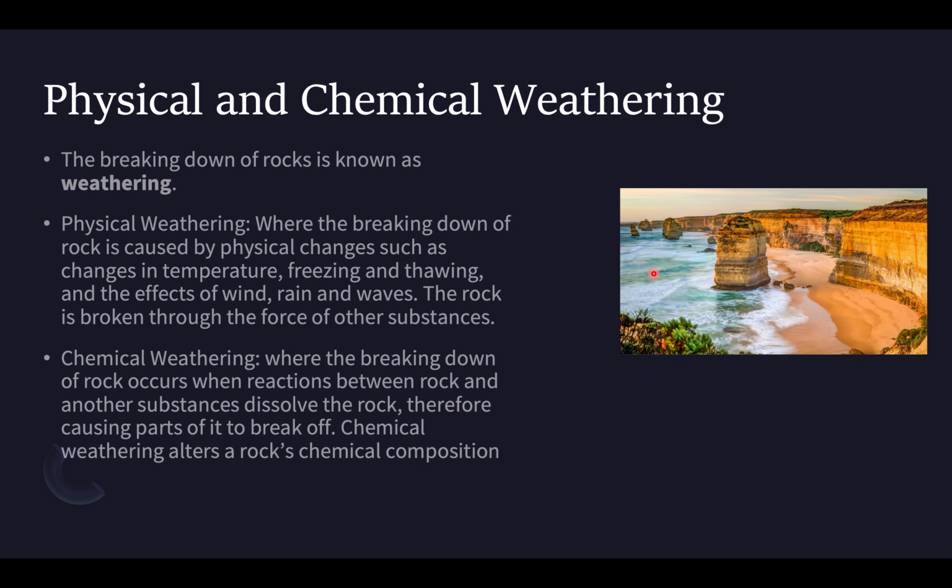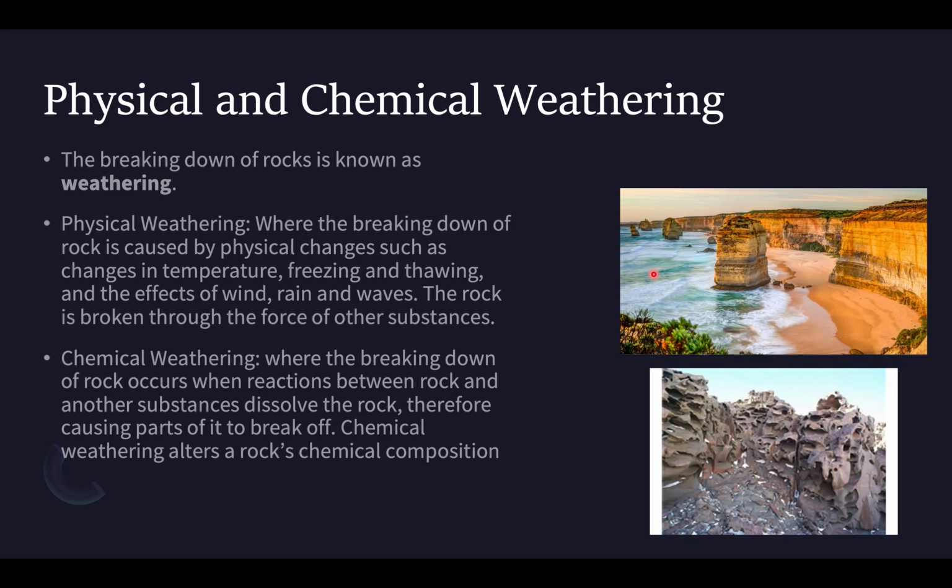Then there is also chemical weathering. This is where the breaking down of rock occurs when reactions between rock and another substance dissolves the rock, therefore causing parts of it to break off. Now, chemical weathering alters a rock's chemical composition. And you can see on the right here, this is an example of chemical weathering. So there are literally holes in the rock.